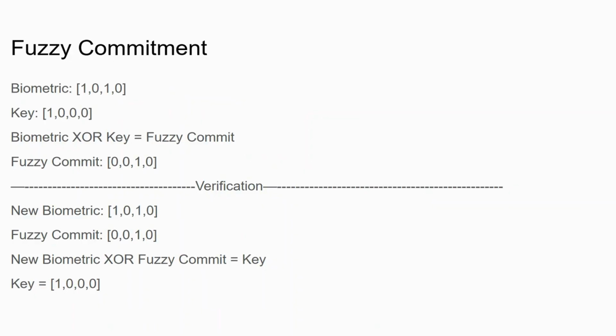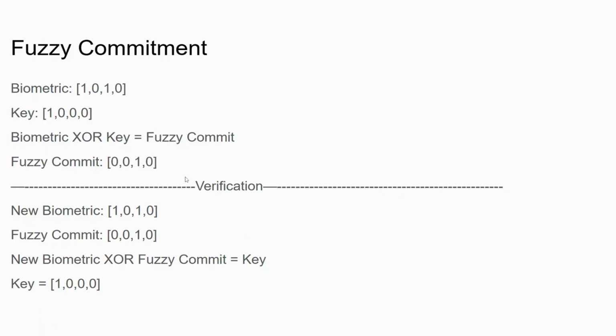So fuzzy commitment uses something called ECC, error correction code. What it does is basically when you're passing your biometric data through, the ECC will adjust it so that it'll get rid of all these irregular differences. So those lighting mishaps that might change the biometric template a little bit, the ECC will be able to get rid of that to make it exactly the same as the original one.